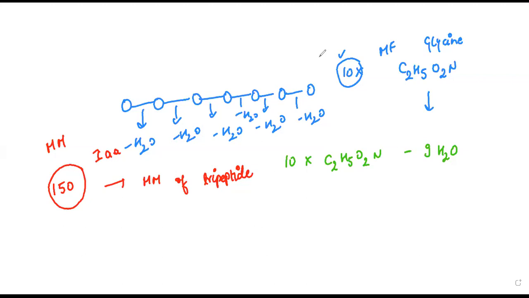150 into 3 minus 18 into 3. The answer is 414. You don't rush into things. This question was asked in GATE, and even this question was also asked in the same exam.